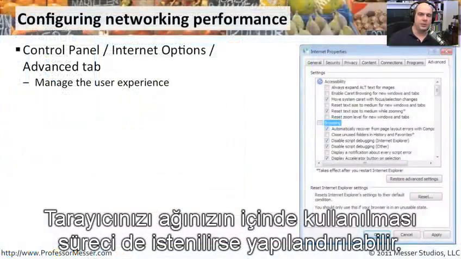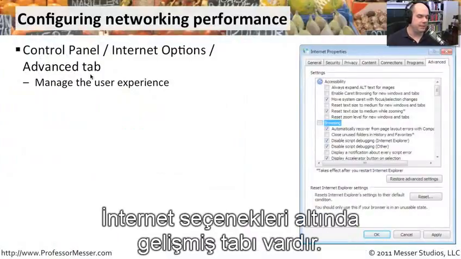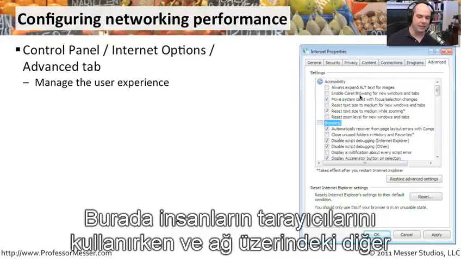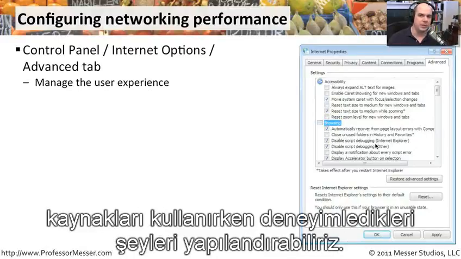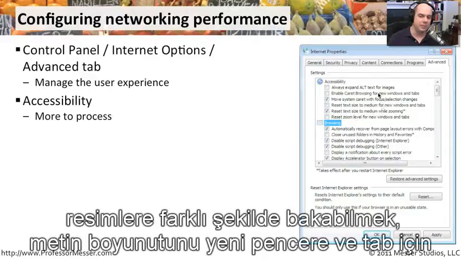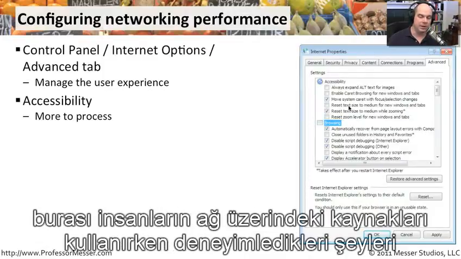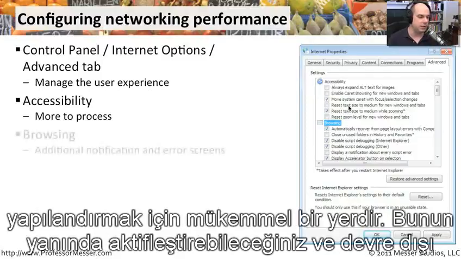The process of using your browser and using the network can also be optimized. If we go into our control panel under Internet Options, there's an Advanced tab where we can manage exactly the experience that people are going to have when they're using their browser and using other resources on the network. One is this accessibility option. If you have somebody who would like to have some additional options to be able to look at images differently, to change text sizes for new windows and tabs, a great place to go to modify the experience that people are going to have when they're using resources on the network.